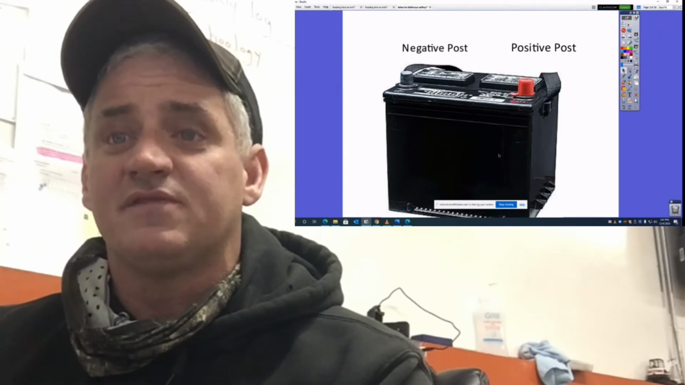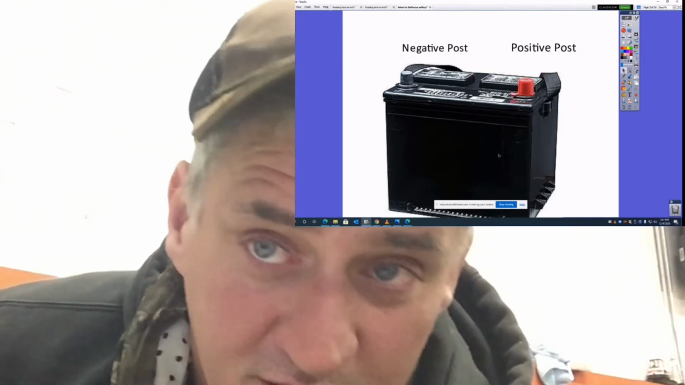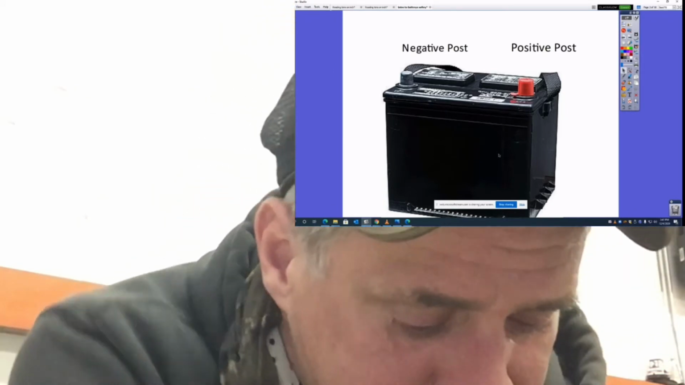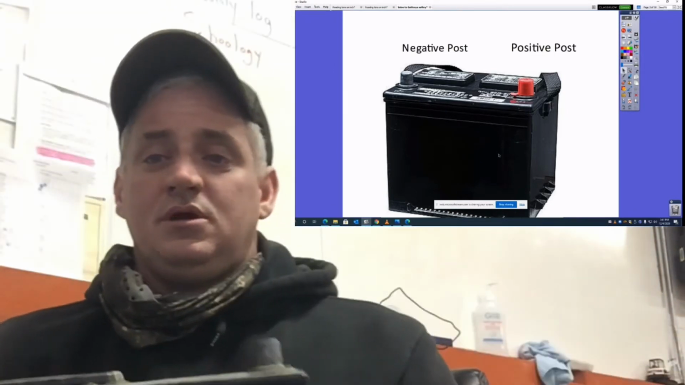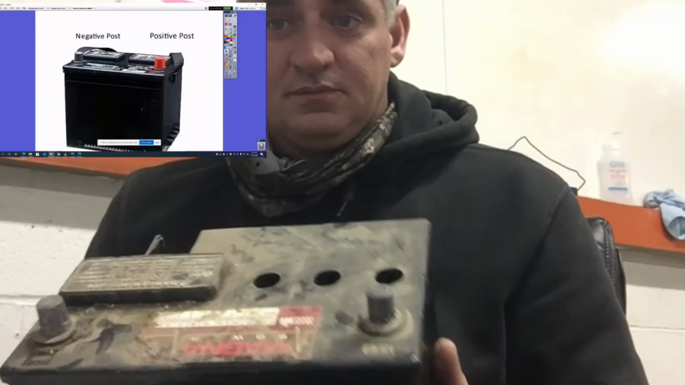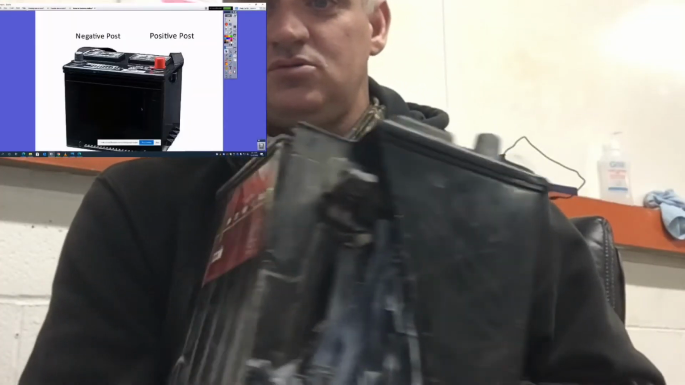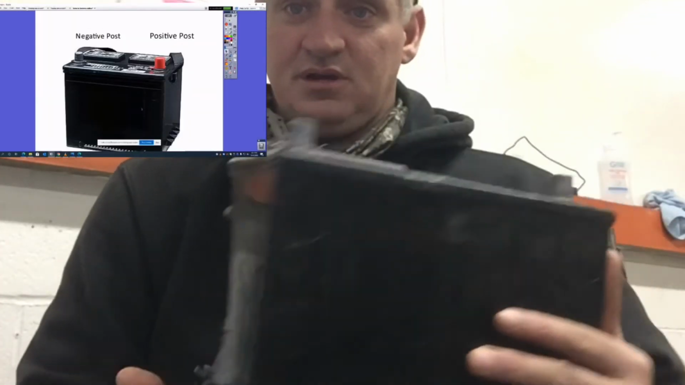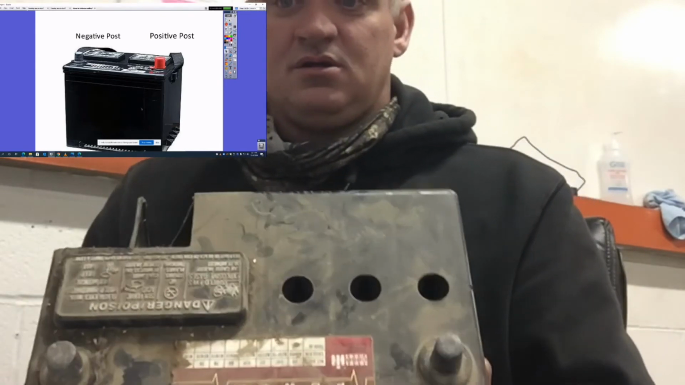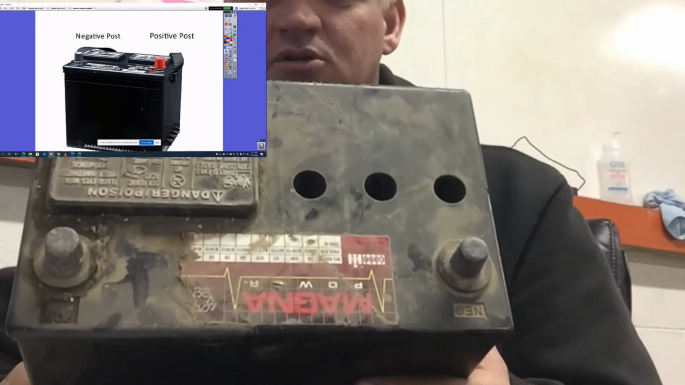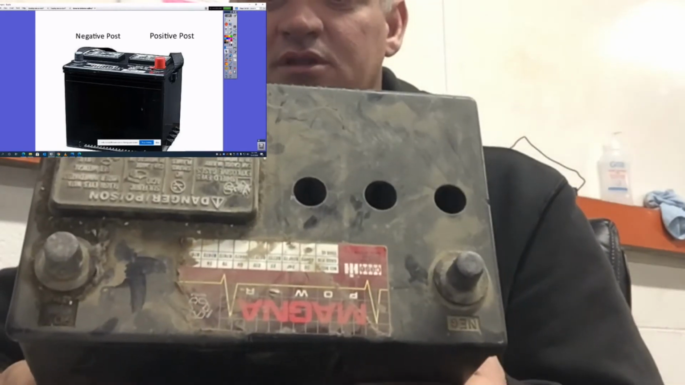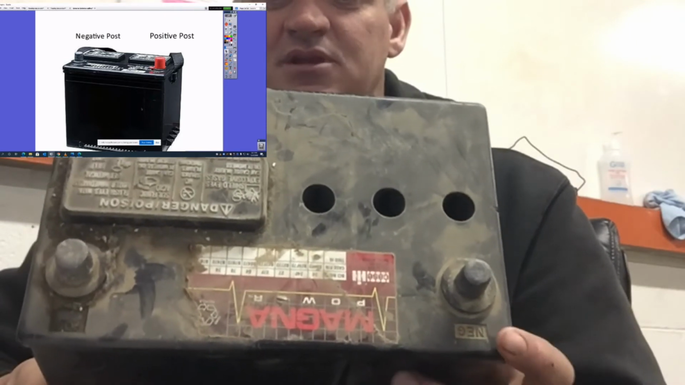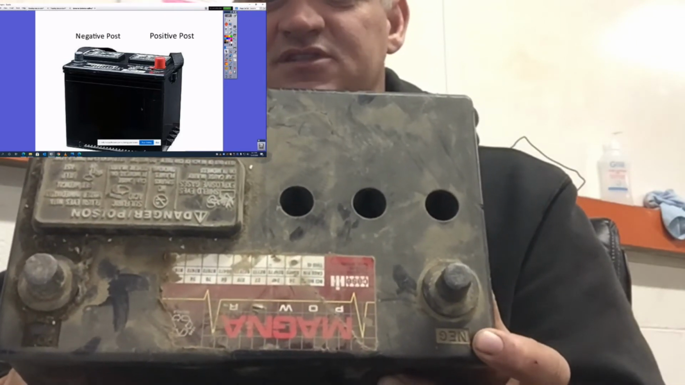When we're identifying a battery, the first thing we need to do is be able to identify the posts. I've got one down here. This one's actually got a bit of an issue. That's what happens when they blow up. But from there, you can clearly see which one is positive and which one is negative.